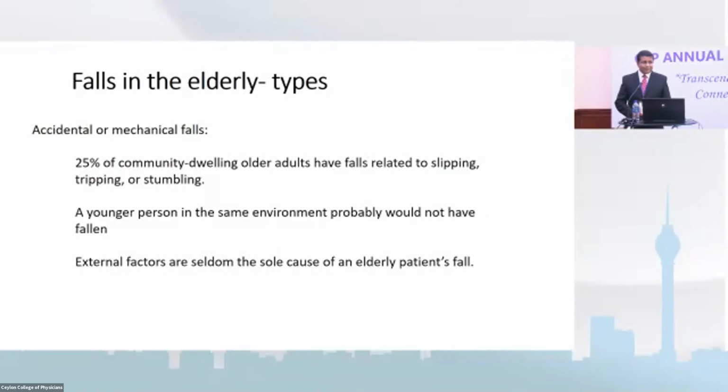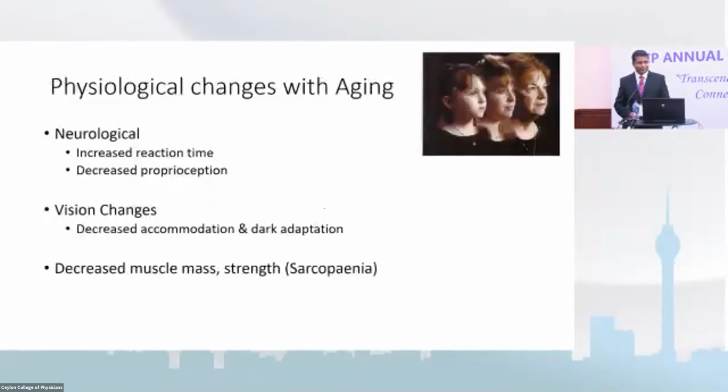So there is a saying that external factors seldom cause the sole cause for the elderly patient's fall. So when a person of old age comes with falls, we always have to look at the factors related to the fall in this patient. It can be intrinsic, it can be extrinsic. So why are these people falling?